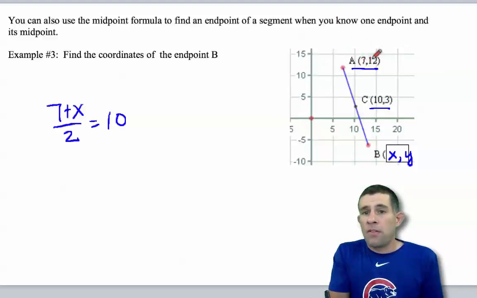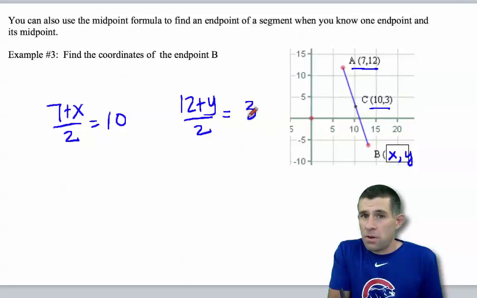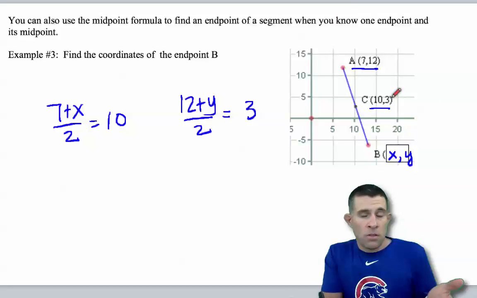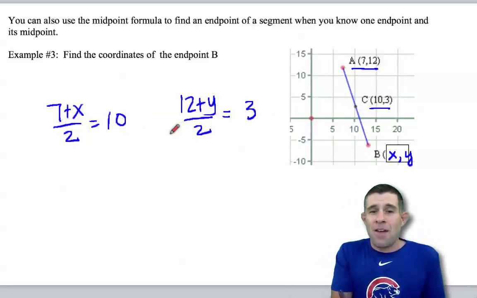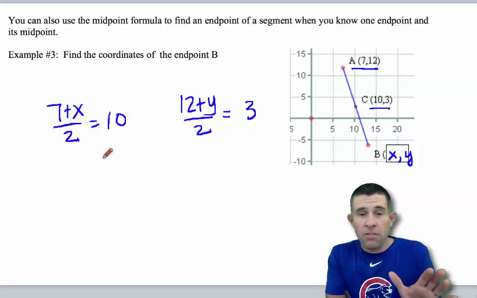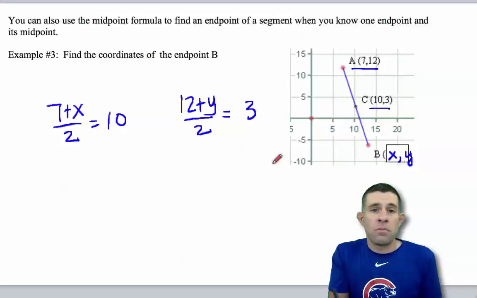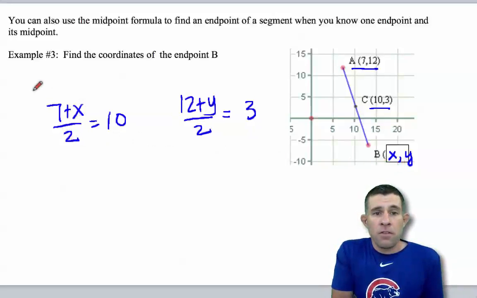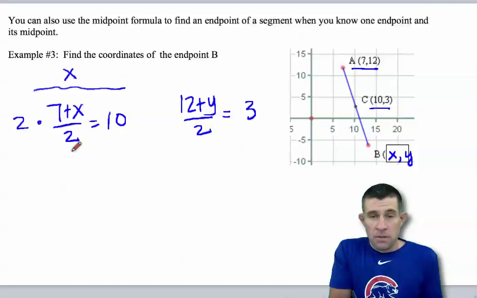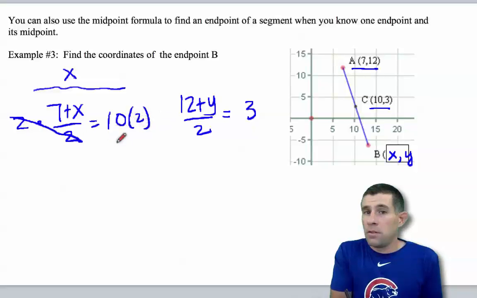Likewise, I'm going to average my y's, which were 12 and y, and when I add 12 plus y together and divide that by 2, I should have got 3, which is the y coordinate of my midpoint. All right, now let's solve these for x and y to come up with a coordinate for B. In order to solve this first one for my x coordinate, I need to multiply both sides by 2. I need to undo this division by 2. So I'm going to multiply this side by 2. What I do to one side, I need to do to the other side.